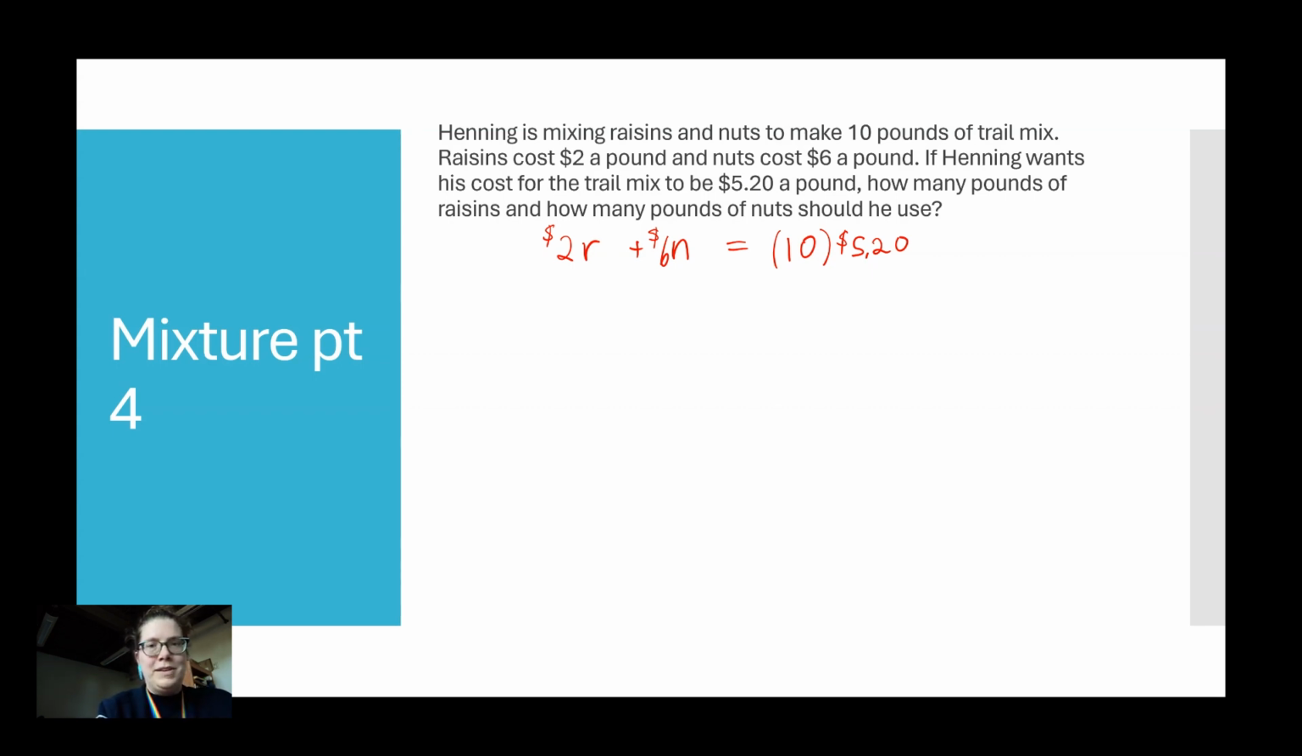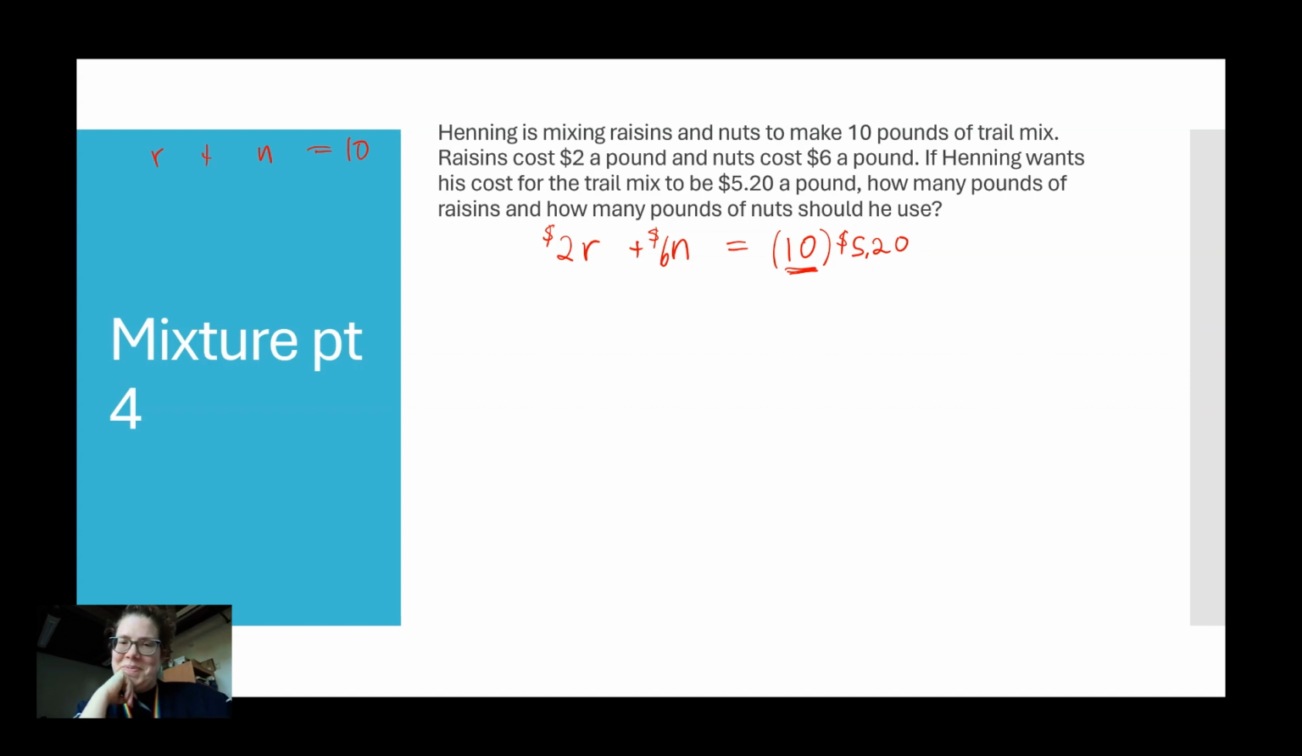Sometimes these problems tell us, oh, this many more raisins than nuts. This one didn't do any of that. Oh, what are we going to do? We have 2 unknowns, raisins and nuts. The one thing we do know, though, is that we're making 10 pounds of trail mix. So we need these 2 numbers, these R and N, to add up to 10.